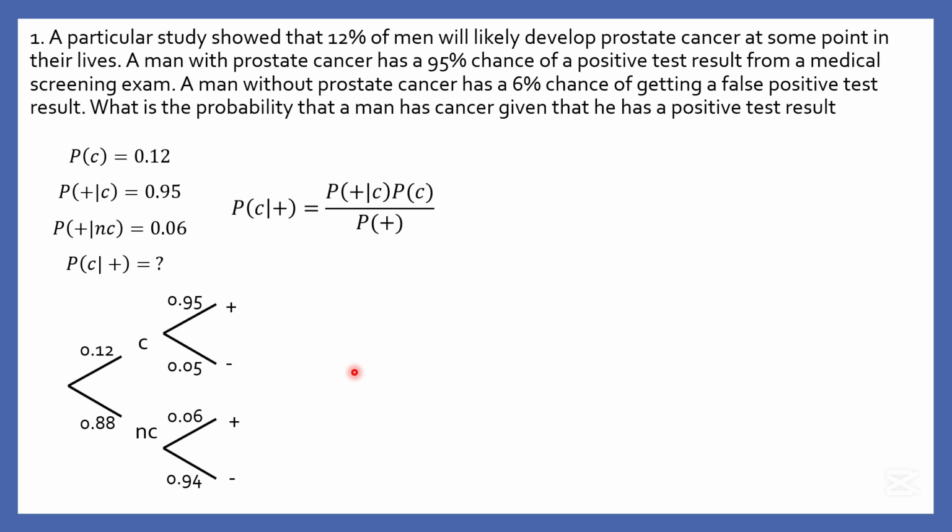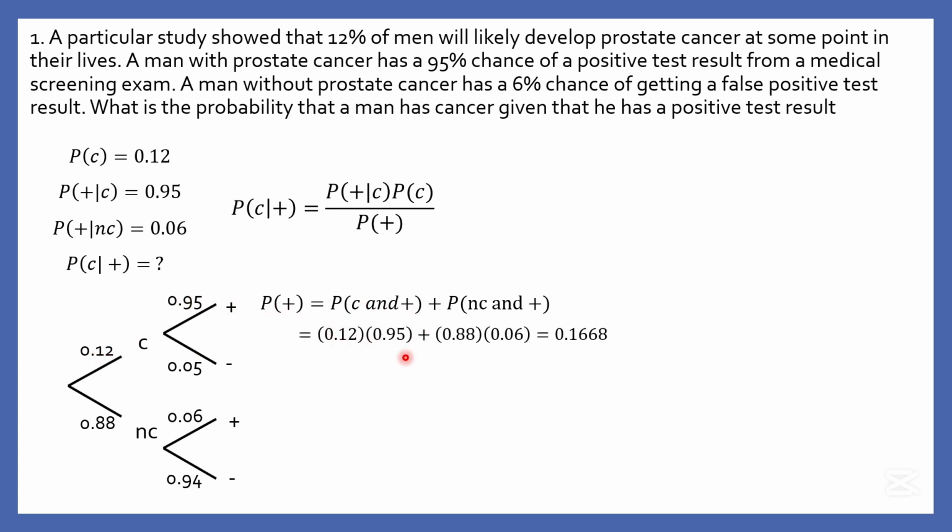Now to get the probability of the positive test result, there are two ways: the probability of a man having cancer and a positive test result, or the probability of a man not having cancer and a positive test result. With this, we know that the probability is just 0.12 times 0.95, plus the probability of a man not having cancer and a positive test result, which is 0.88 times 0.06, which gives us 0.1668.